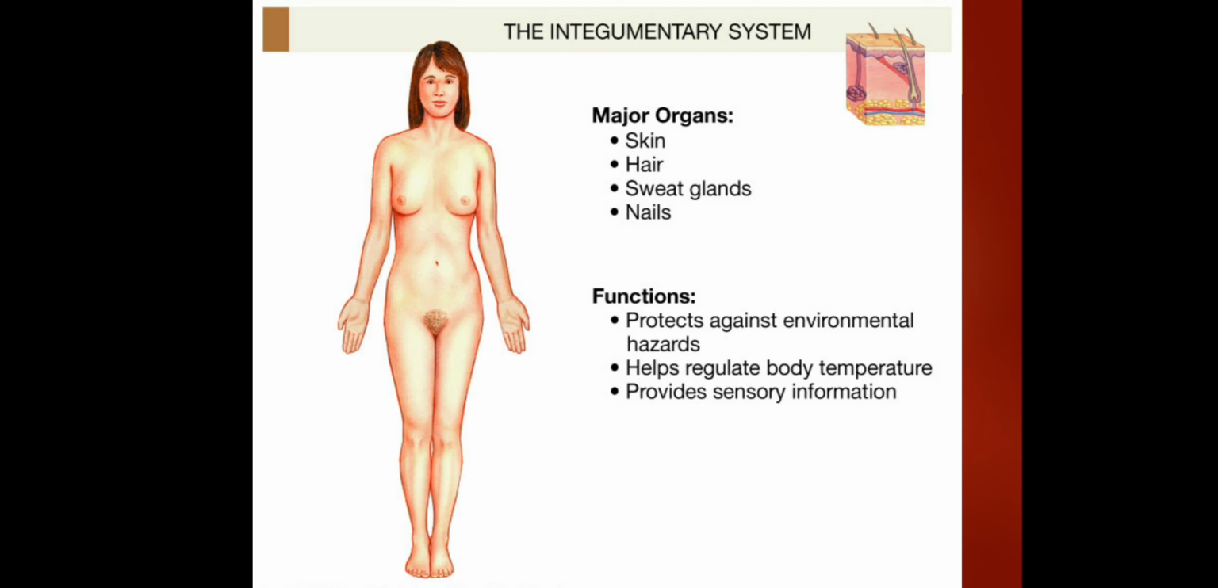Okay, let's continue. So let's start now with the very first system, the protection and the support of everything, which is the integumentary system. Of course, the major organs of the integumentary system are skin, hair, sweat glands, and nails. So what are its major functions? It protects against environmental hazards, helps to regulate body temperature, and provides sensory information.